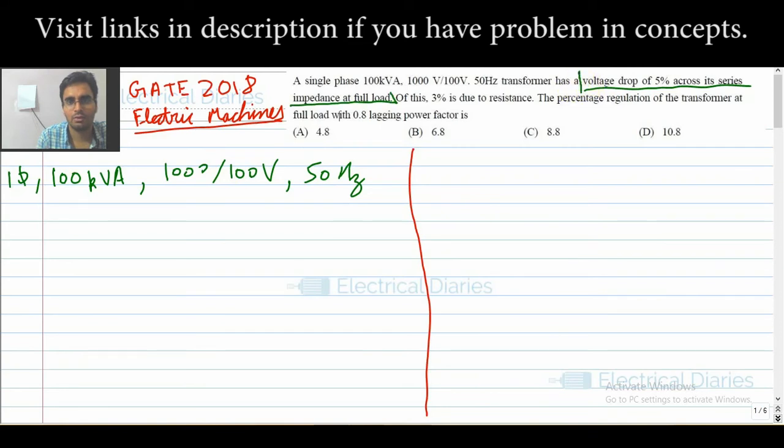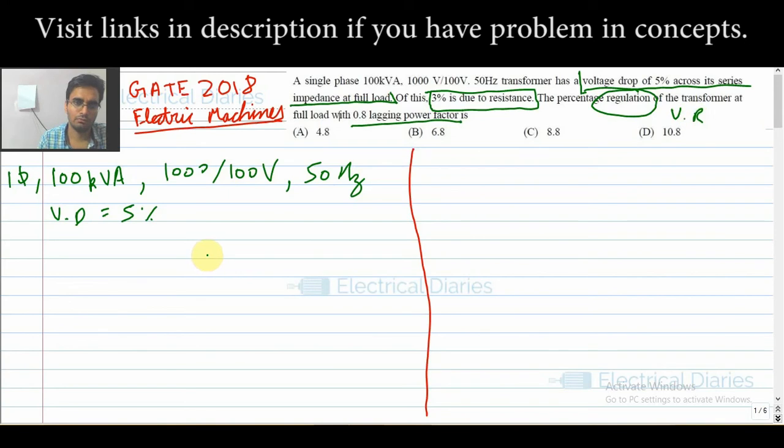A single phase 100 kVA, 1000 by 100 volts, 50 hertz transformer has a voltage drop of 5% across its series impedance at full load. Okay, so the total series impedance includes both resistance and inductance. The voltage drop is given as 5%, and of this 3% is due to resistance. The question asks for the percentage regulation of the transformer at full load with 0.8 lagging power factor. So by reading this question, I understand that I have to apply the formula for voltage regulation of a transformer.